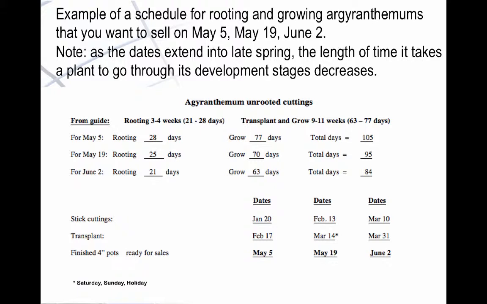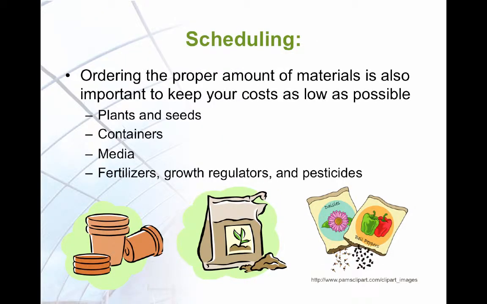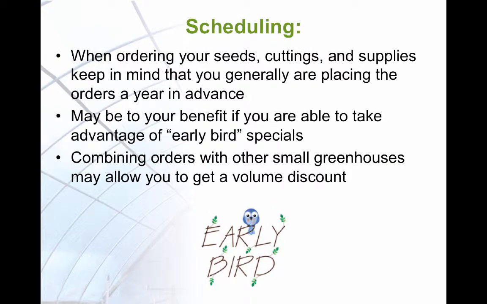Scheduling for taking a crop to finish from unrooted or rooted cuttings is done the same way. Other very important considerations are having all materials available on time and keeping costs as low as possible. Materials include plants and seeds, containers, media, fertilizers, pesticides, and other materials needed for production. In general, you are ordering materials at least 1 year in advance. This reduces the risk of the product not being available and often gives you an early order discount. Small growers often combine their orders with other greenhouses to get a volume discount too.